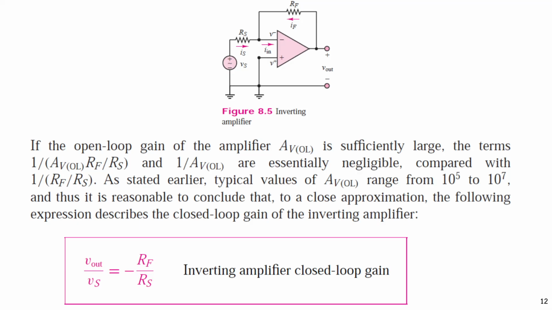So this is the inverting amp. Vout divided by Vs is negative Rf by Rs, right? This is the explanation that we neglect this term and this term, and we remain this term because A is very large. I think I explained this already. And Vout is minus Rf by Rs into Vs. So the gain of this circuit is minus Rf by Rs, and we call this circuit inverting amplifier.